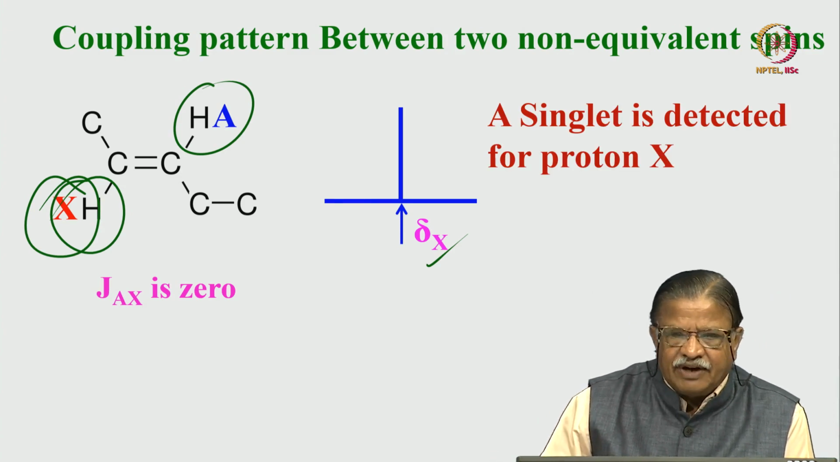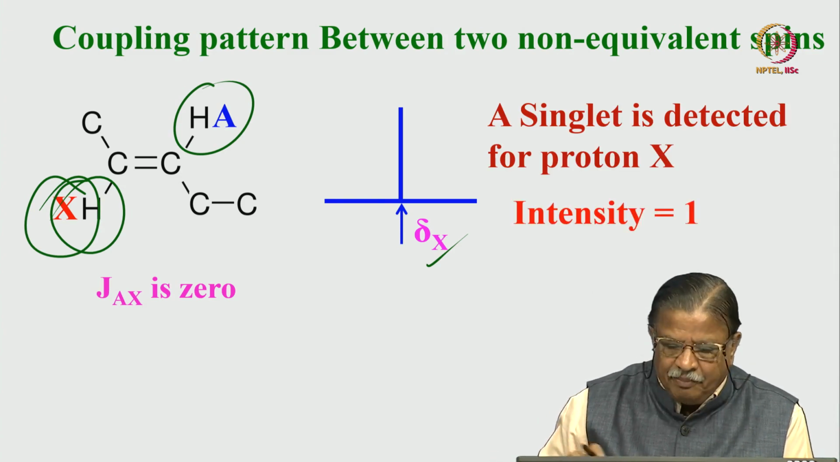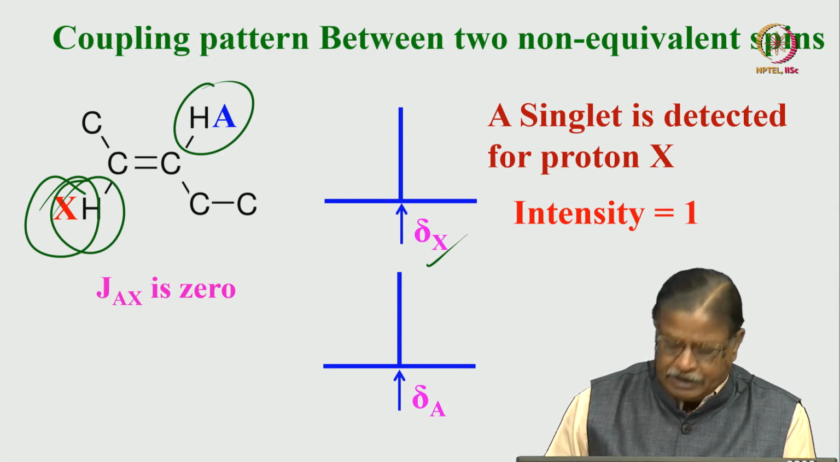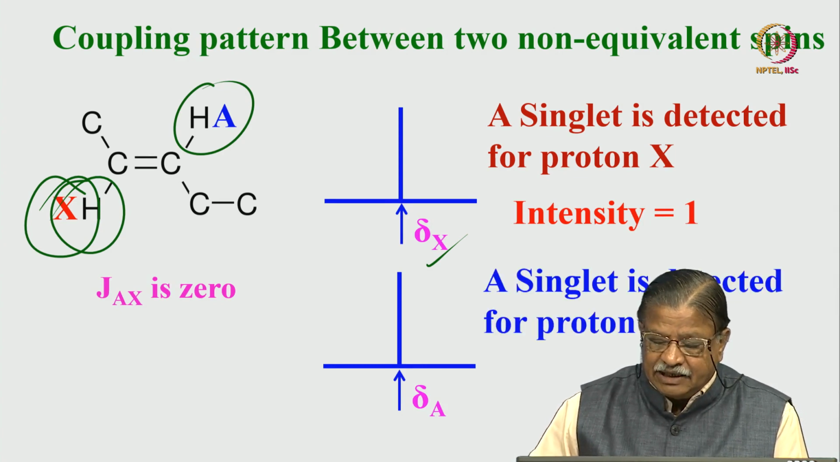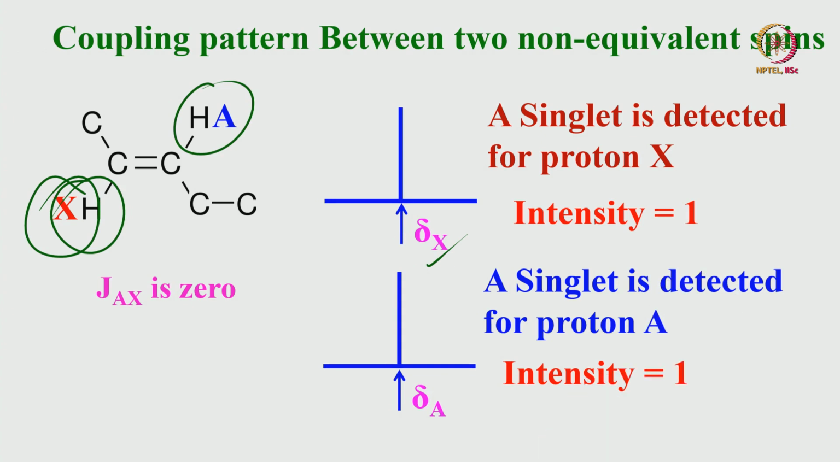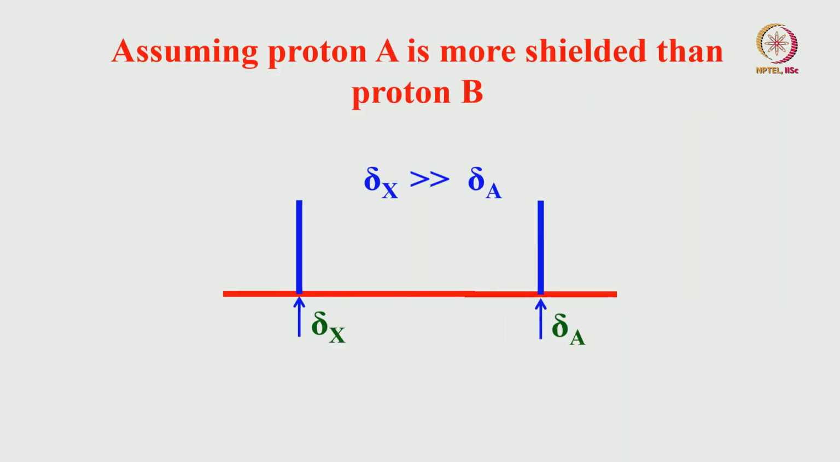A singlet is detected for X. What about the A proton? A also gives rise to a singlet because there is no interaction between A and X, and I take this intensity as 1. There is no splitting. If one proton is there, I told you the intensity corresponds to the proton count, as I said earlier when I was discussing chemical shifts. So, A is a single proton, X is a single proton, we get only equal intensity peaks, one peak for each of them.